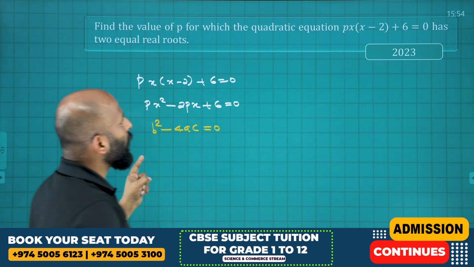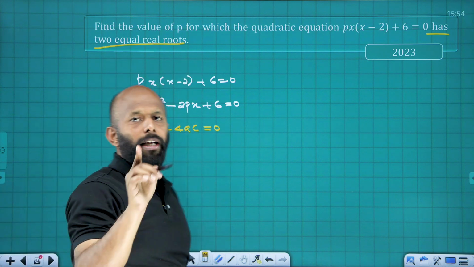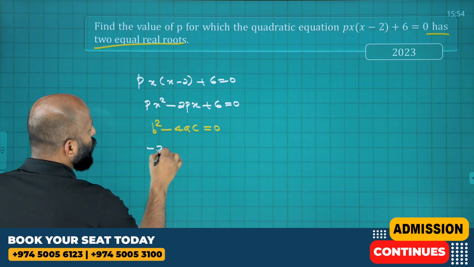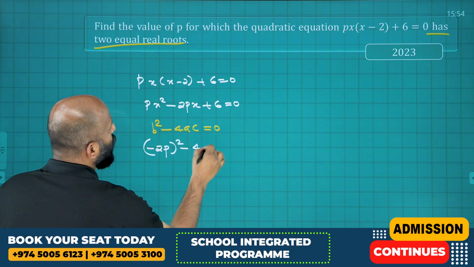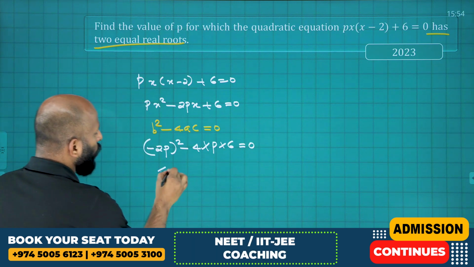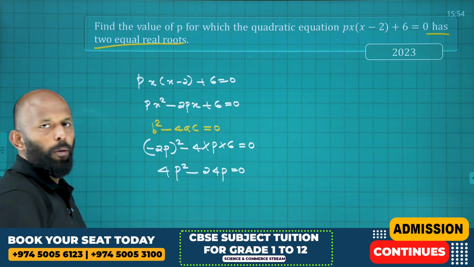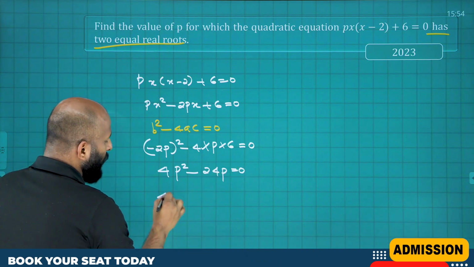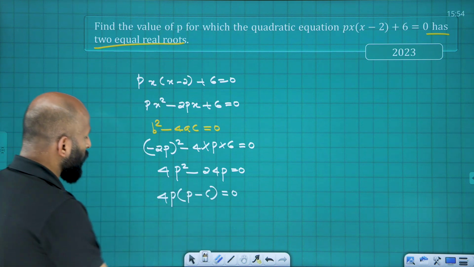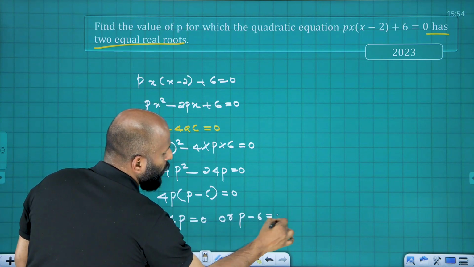Why is b square minus 4ac equal to 0? Because it has two equal real roots, the discriminant is equal to 0. Then b square will be minus 2p whole square minus 4 into p into 6 is equal to 0. So 4p square minus 24p is equal to 0. Then we can take 4p common out. That will get p minus 6 is equal to 0. Either 4p is equal to 0 or p minus 6 is equal to 0.